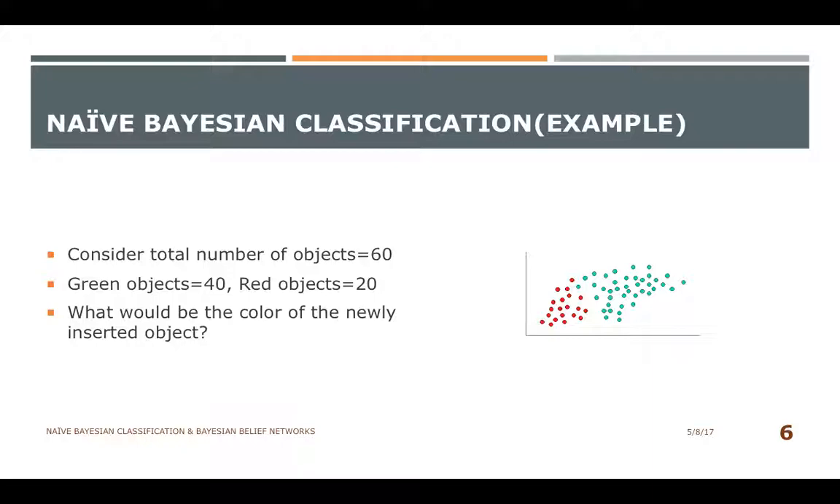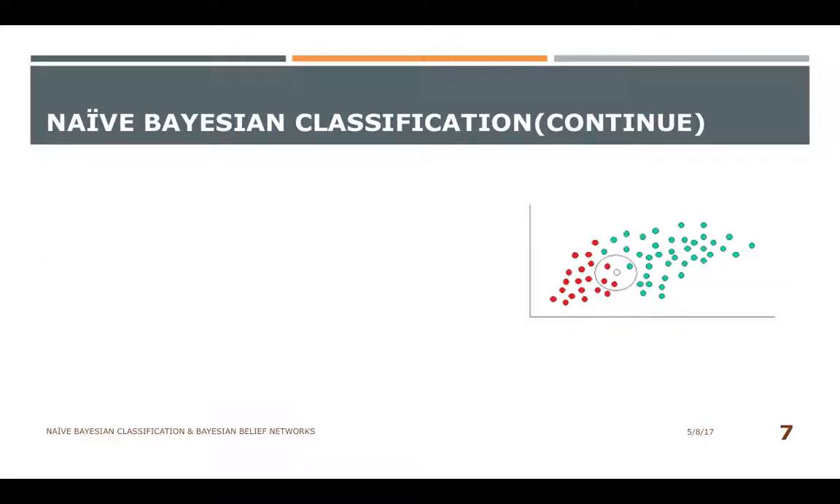Next we will see an example of Bayesian classification. Consider there is a total of 60 objects. 40 of them are green and 20 of them are red. What would be the color of a newly inserted object? If we insert a new white object among all these objects, how will we know what its color will be? Let us consider that object as X.